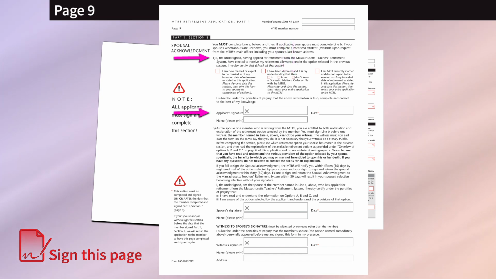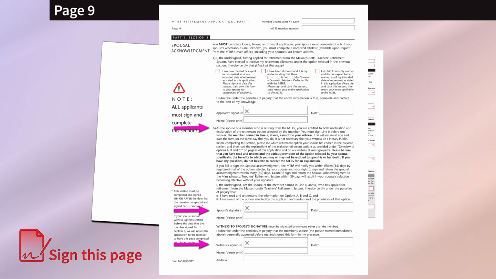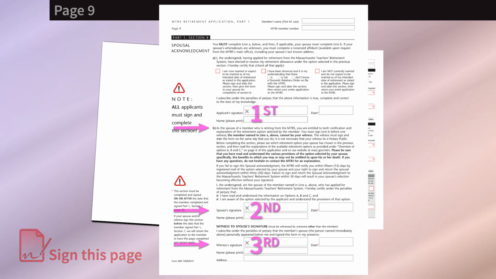If you will be married as of your retirement date, please have your spouse complete line B by signing it in the presence of a third-party witness. The witness may be anyone besides yourself over the age of 18, and need not be a notary. Again, you may not serve as the witness for your spouse's signature. After your spouse has signed this section, the witness must then also sign in the space provided. Both your spouse and the witness must sign this page after you have signed line A.